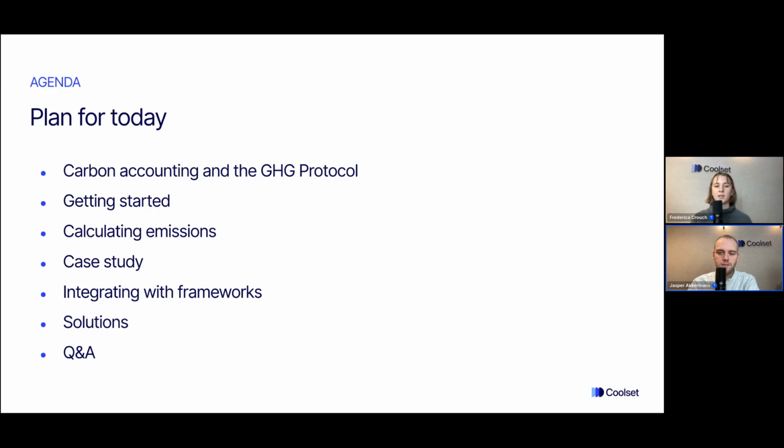And then we're going to zoom out again and show you how carbon accounting connects with bigger picture frameworks and regulations and why they all intersect. And it's really important to draw this together. And then we'll do a quick brief talk over how CoolSet can help. And then finally, we'll end with a Q&A.